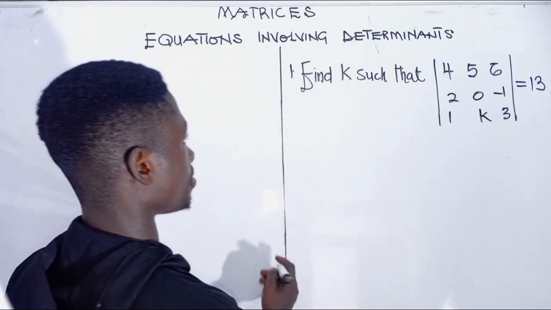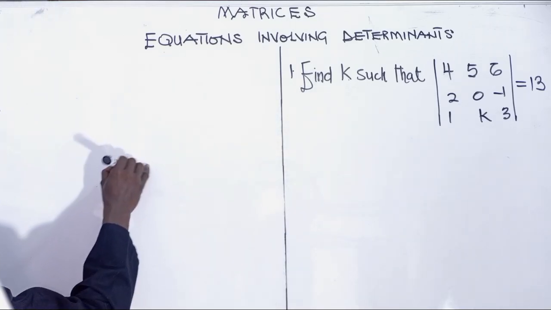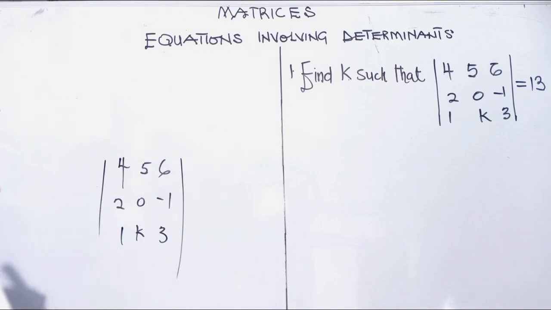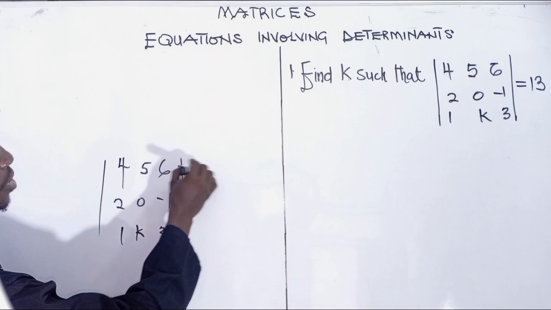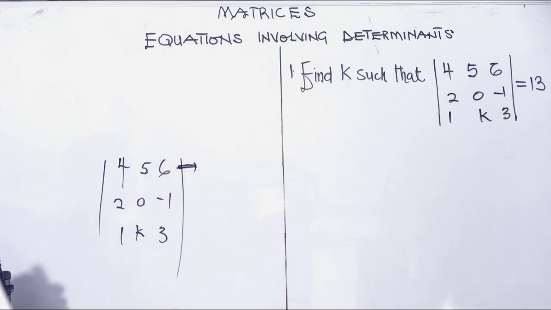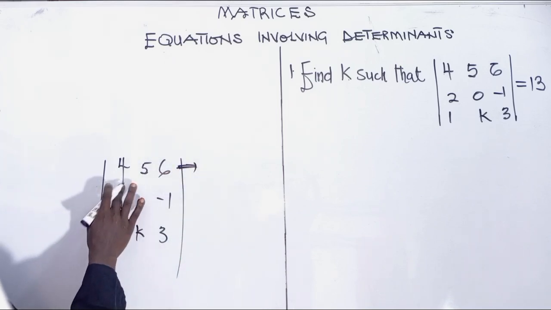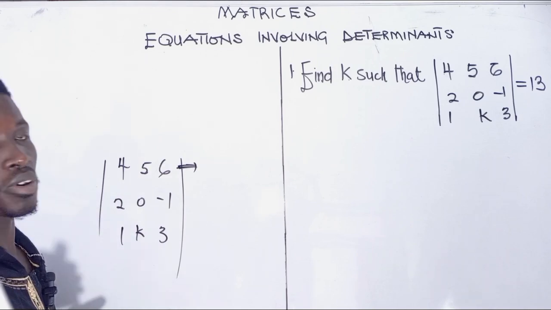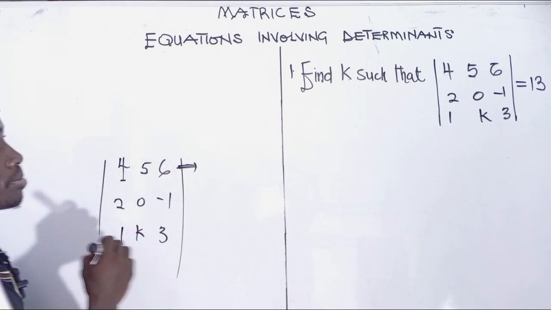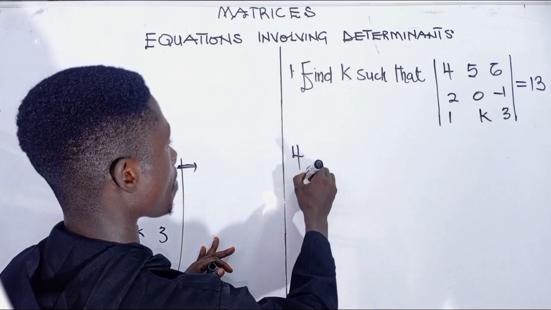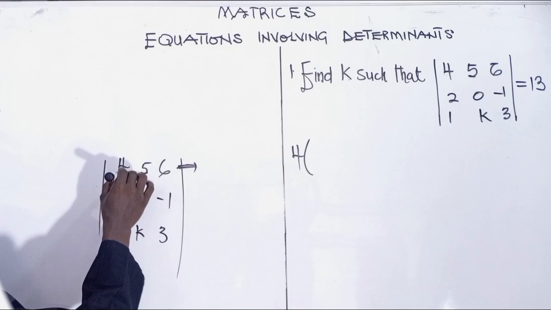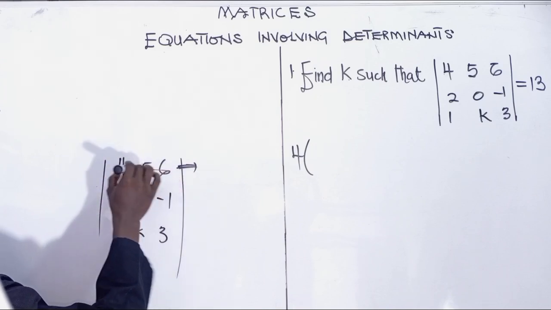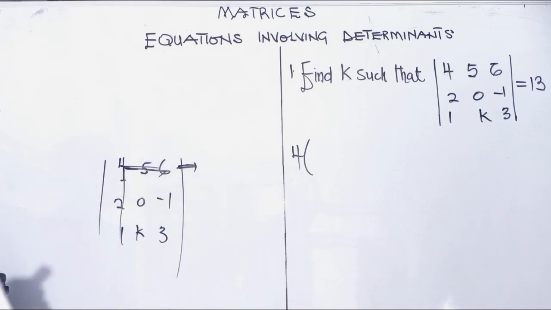To find the determinant of this, let me write this one here to help us. So we have 4. To find the determinant of a 3 by 3 matrix, first we are going to choose any row. So let's choose the first row, and then we are going to multiply each entry on that row by its cofactor. So we are going to multiply the first one, 4. In doing that, we are going to break the first column and the first row, and then we find the determinant of what remains.